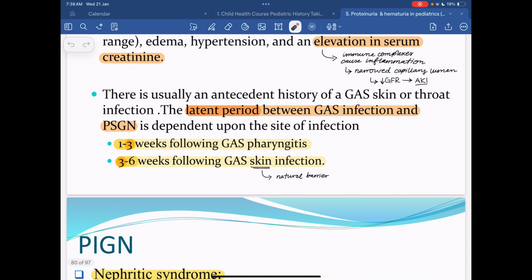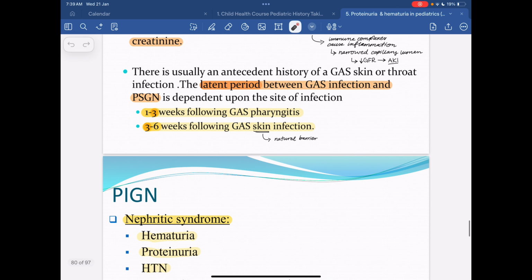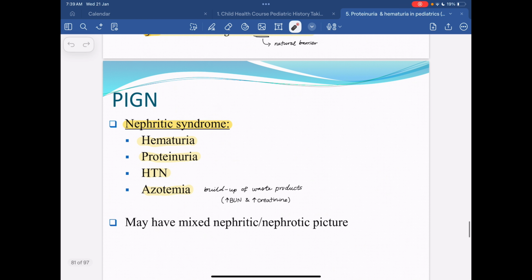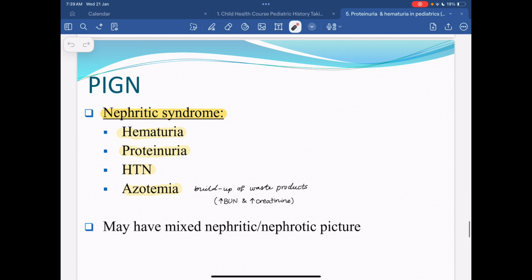ليش يطول أكثر السكن؟ لأنه هنا في عندنا natural barrier skin، على ما يدخل skin بعدين يدخل الجسم بعدين يطول شوية for 3 to 6 weeks. أما 1 to 3 weeks following the pharyngitis because it's literally inside your body. طيب قلنا it could develop into full-blown nephritic syndrome. Nephritic syndrome characterized قلنا by hematuria, proteinuria, hypertension.